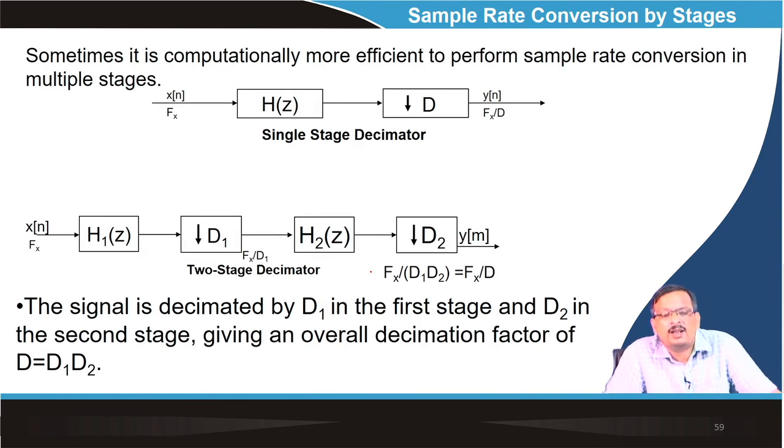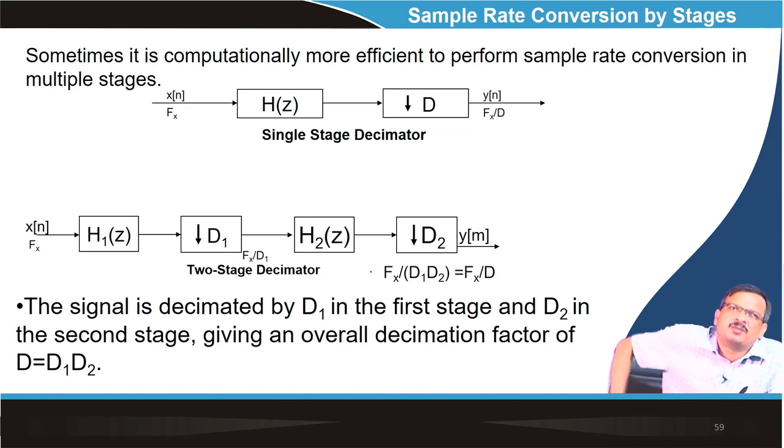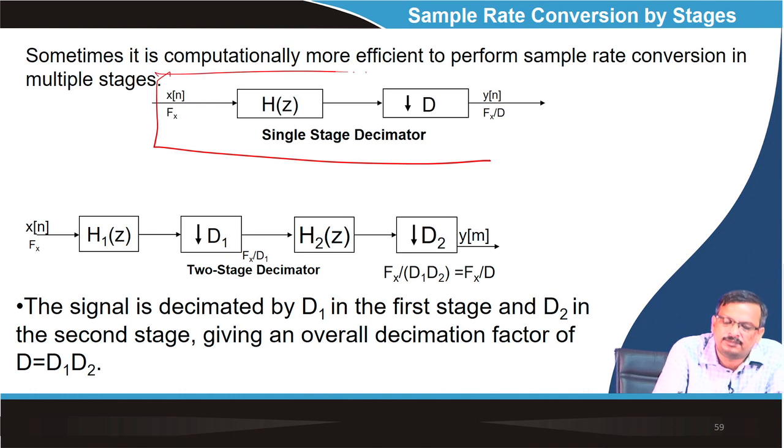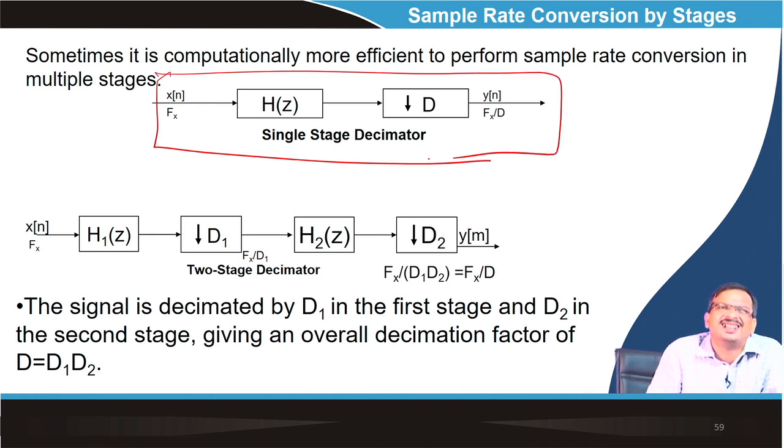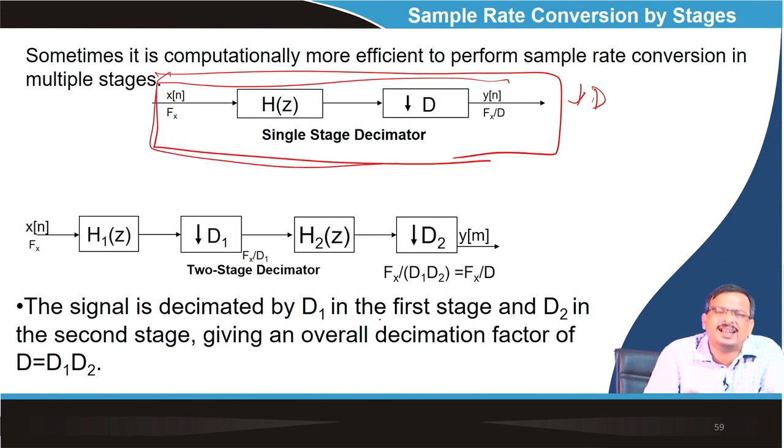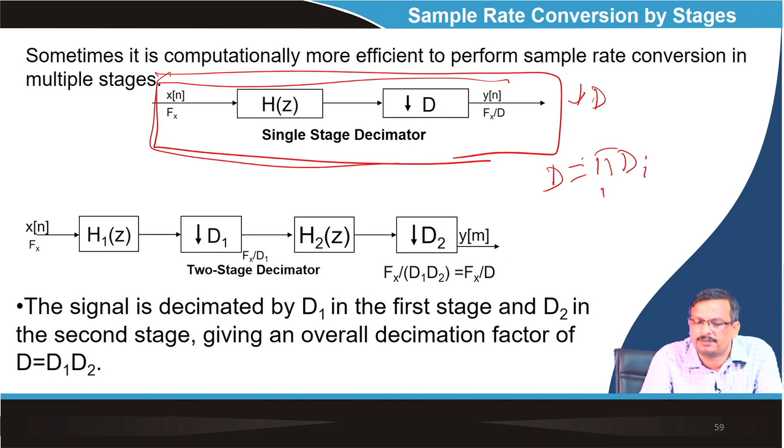Okay. Now, there is another topic, called sampling rate conversion by stages. Let us say this is a single stage sampling rate conversion. So, downsample by factor D in a single stage. I can say that D is nothing but a product of many factors, let us say D is a product of Di.